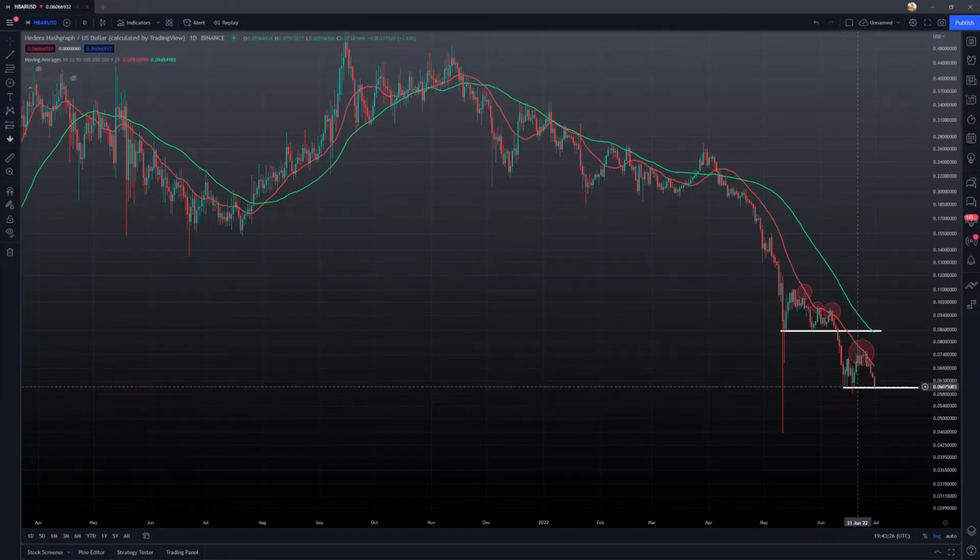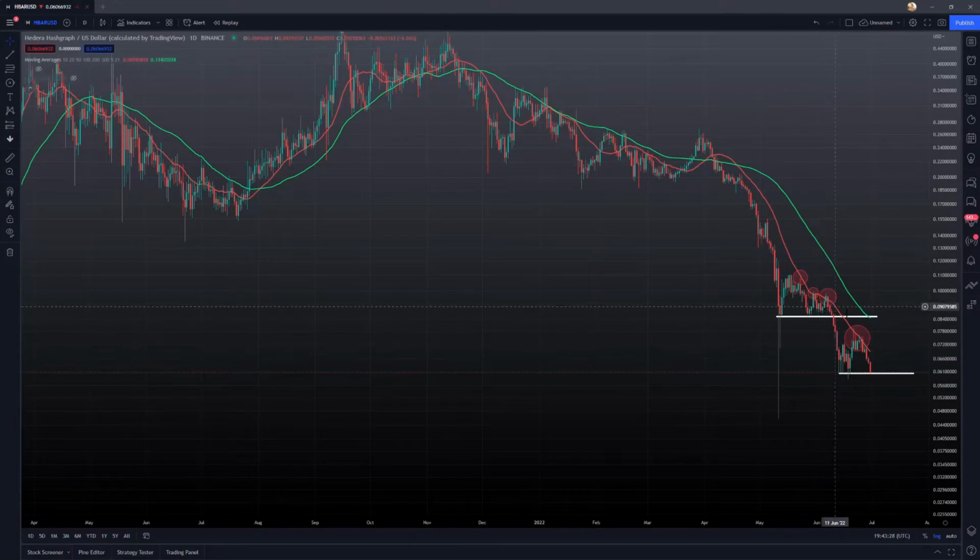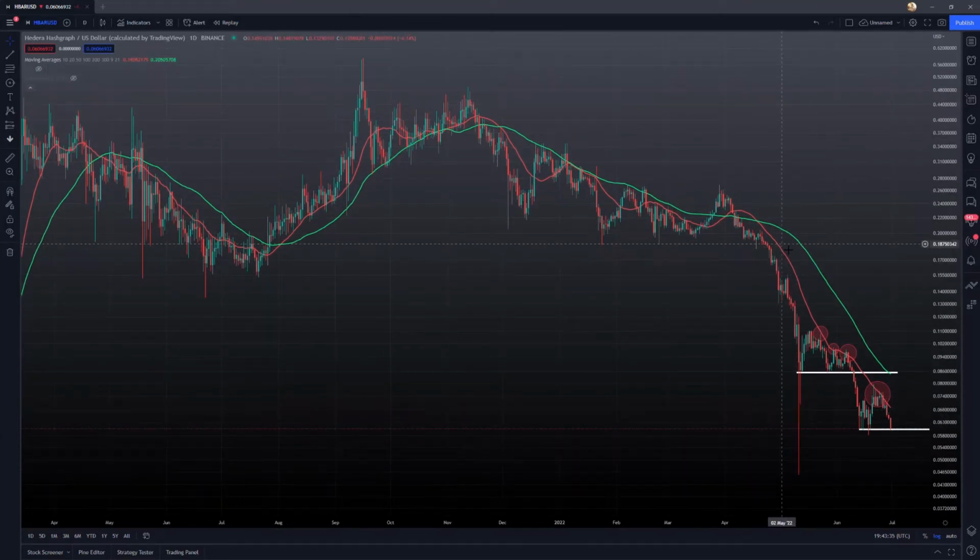So if we lose this area, I would expect a continuation of this downtrend and a move to this lower region around 5 cents. We also do have this green moving average, the 50-day, which historically has been a very important level for defining a bull and a bear phase.